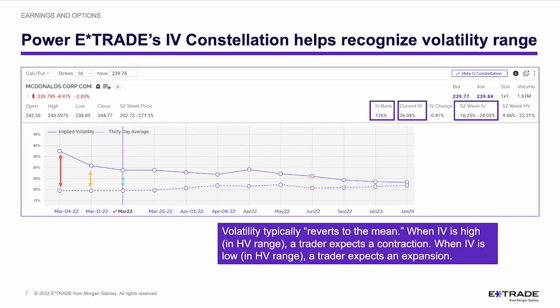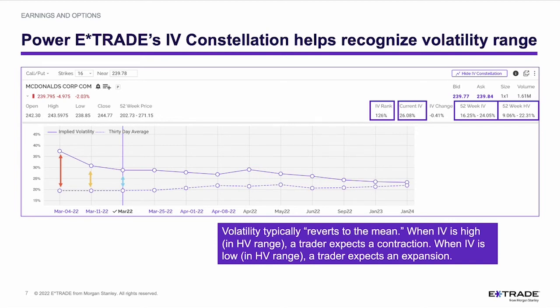We've already looked at the chart on McDonald's to see that implied volatility generally exceeds historical volatility, but by how much? Well, look at the 52-week historical volatility range. It's been as low as 9% and as high as 22.31. So we can get an idea of how much people are over-anticipating the moves relative to the actual moves that are received. And that's what the implied volatility constellation chart helps us to recognize and to see if there are any trends.